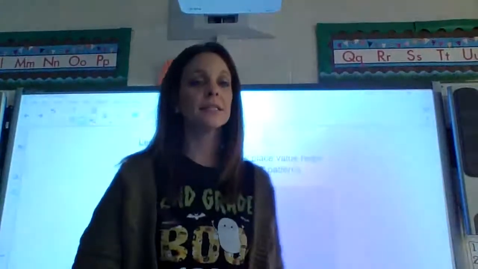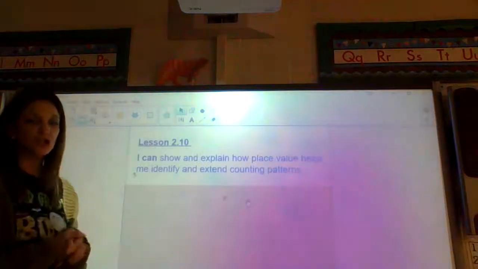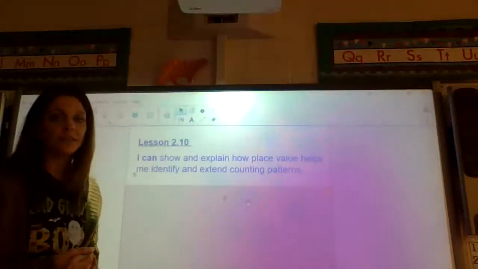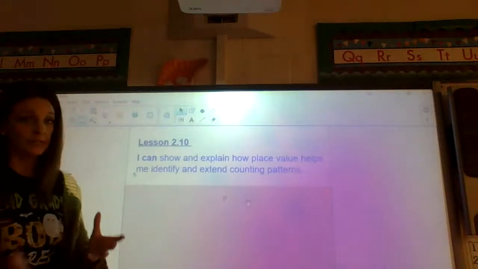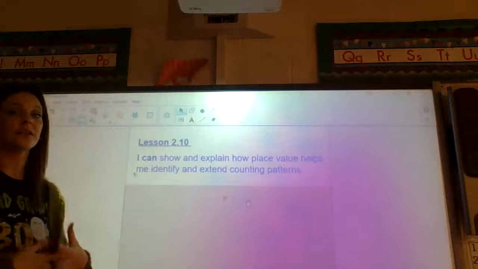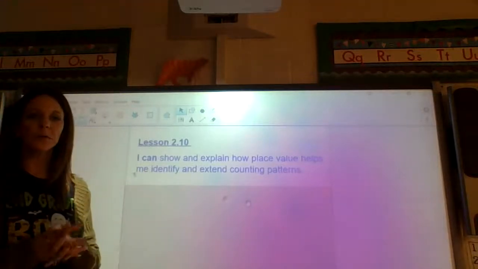Welcome back. We're now going to take a look at lesson 2.10, where we're going to continue our number patterns with our knowledge of place value. So let's take a look at our I can statement for today. I can show and explain how place value helps me identify, tell what it is, and extend, add on, counting patterns. To begin, we're going to watch a video.